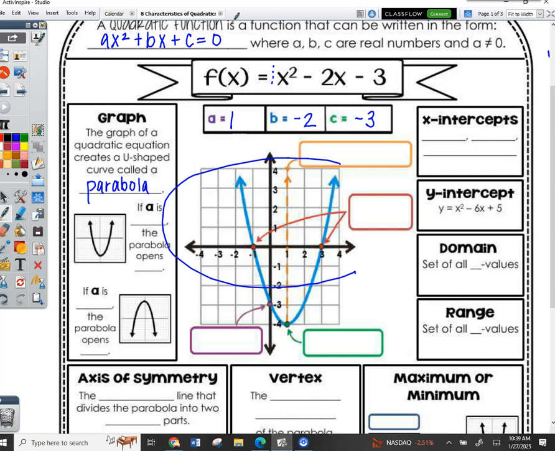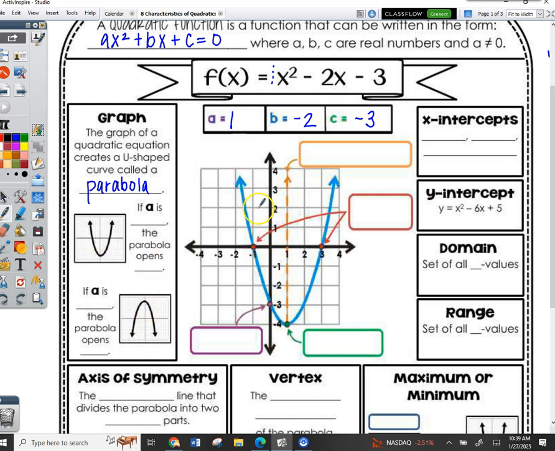Kind or be quiet. How about the vertical line test? Thank you. This would fail the vertical line test, passing in multiple places. That's why you'll never have a parabola on its side. They're always going to be up or down.